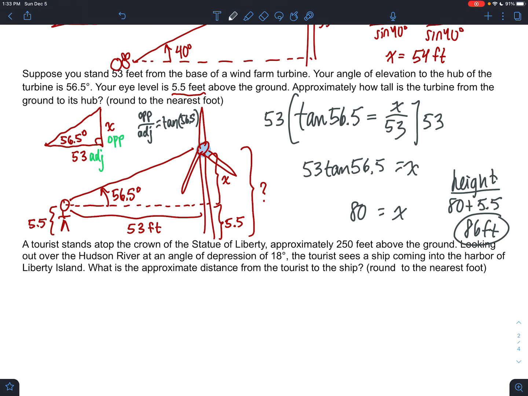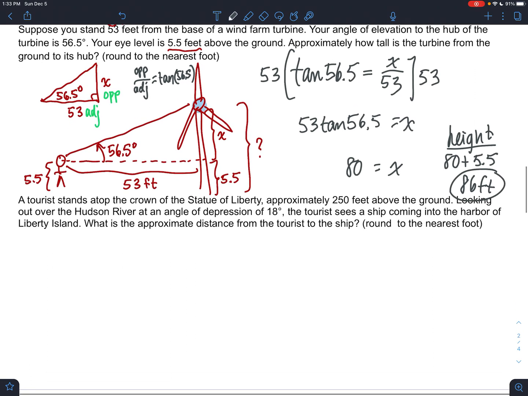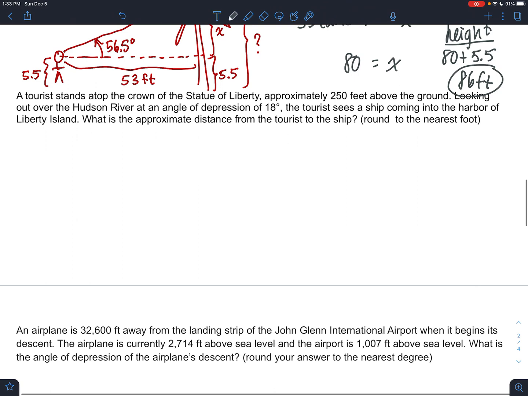All right, so that one was a little advanced, right? We had like this triangle, but it wasn't on the ground. You know, we had to elevate it up. So, but a good picture will always save you from this.